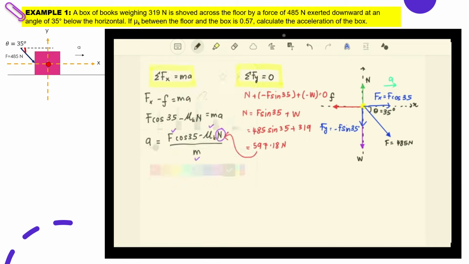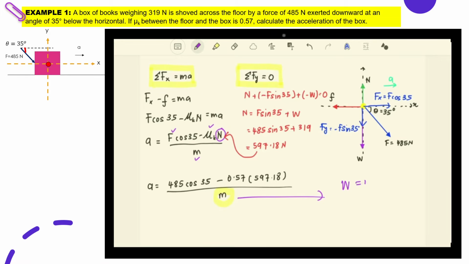So we can solve for acceleration, where acceleration is equal to 485 cos 35 minus mu k, which is 0.57, times 597.18, over the mass. We don't have the mass, right? So we need to find the mass first. We don't have the mass here, but we can find the mass from the weight given. Weight is equal to mg.